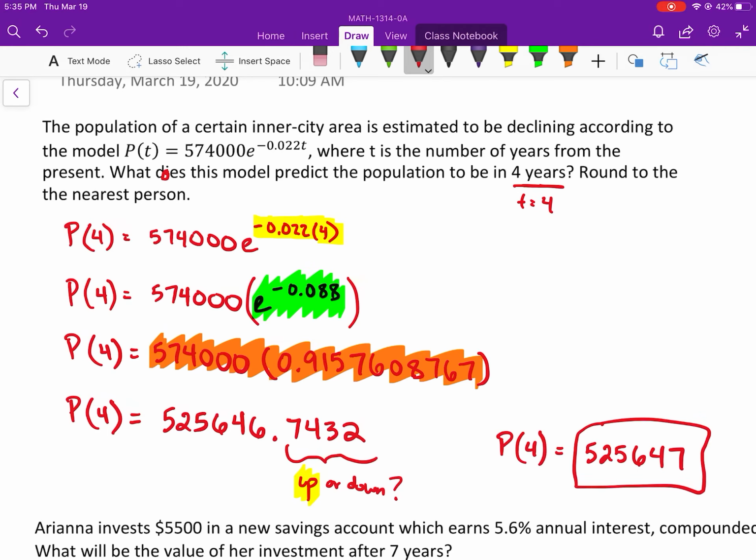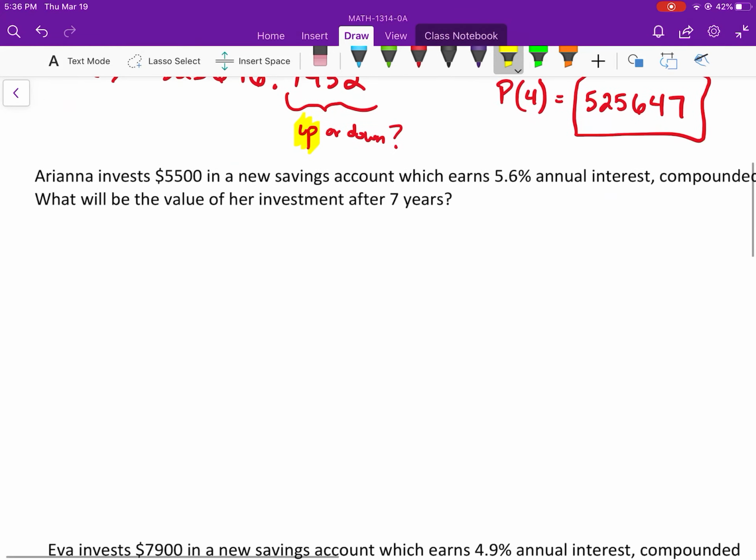Alright, so you may see a population problem. It could be declining, but it also could be growing. So be aware of certain words in your word problem. And this one did happen to say declining, so I expect my population after 4 years to be less than that 574,000.